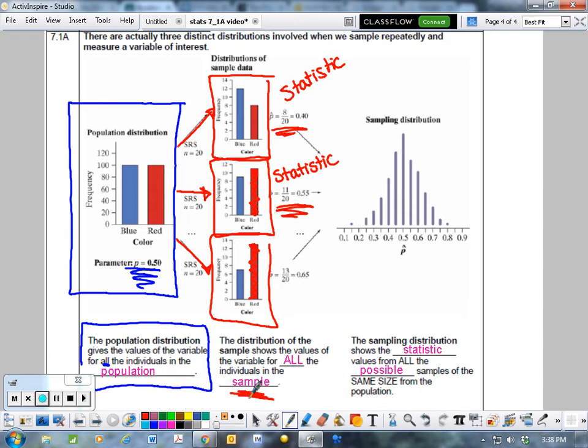Again, from the sample. And then what we do is once we've taken all those samples, we put them together in what we call a sampling distribution. And why do we do this? We do this when we know the population distribution, so we can figure out how my sample and my sampling distribution relate to the population distribution. How do I know this can be accurate?